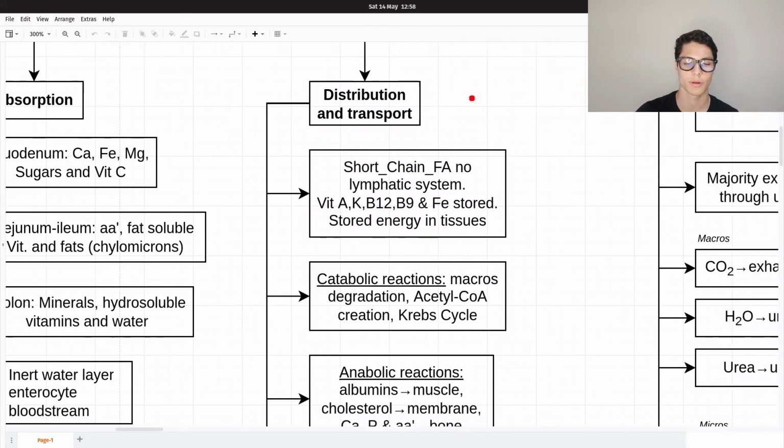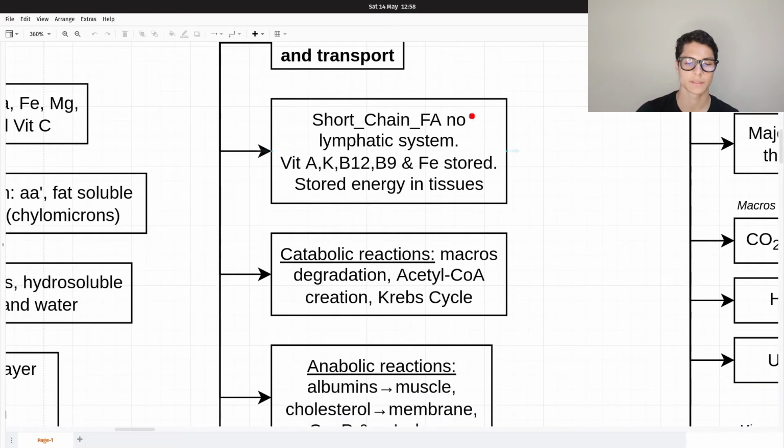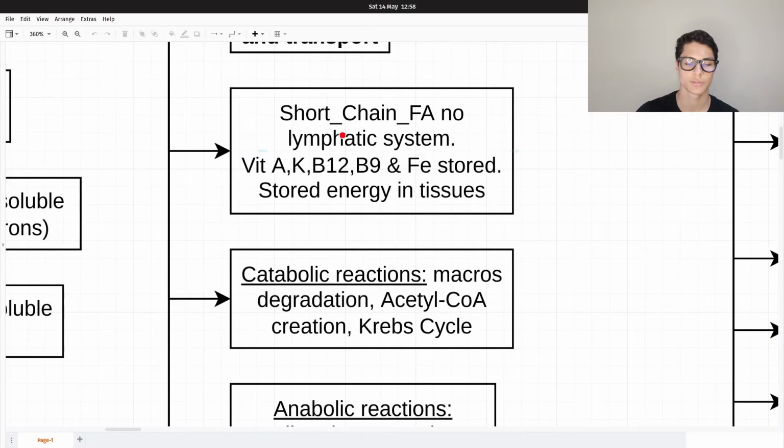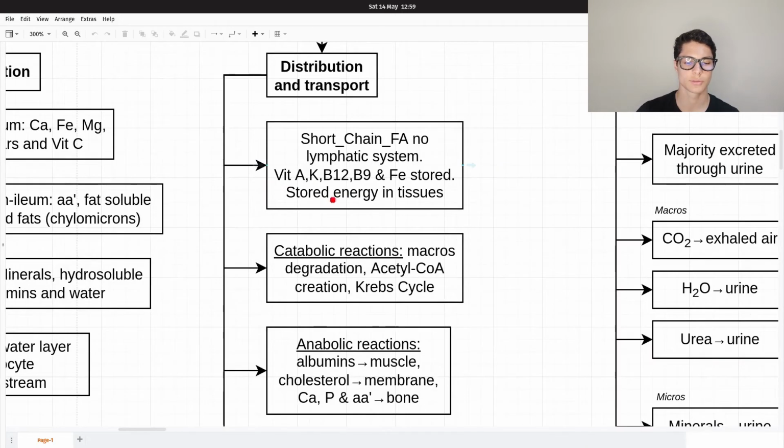And here we go to distribution and transport. Short-chain fatty acids do not need a lymphatic system. They go straight to the bloodstream and to the liver. In the case of vitamin A, vitamin K, vitamin B12, vitamin B9 and iron, these substances are stored in the liver. And there is also stored energy in tissues.